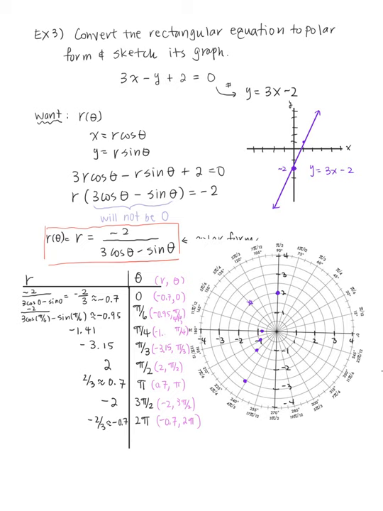So we don't need to plot any more points because we already know that this is going to be a straight line. So all you have to do is connect those dots, and that is going to be our graph of r equals -2/3 cosine of theta minus sine of theta.